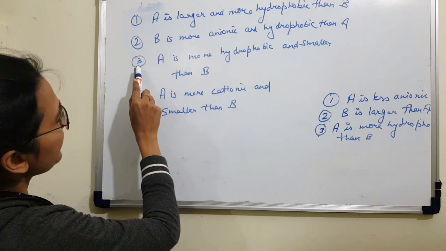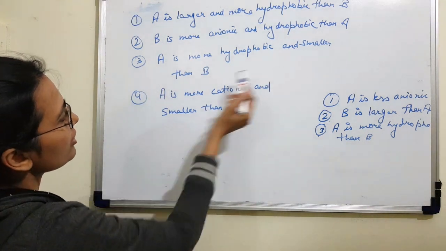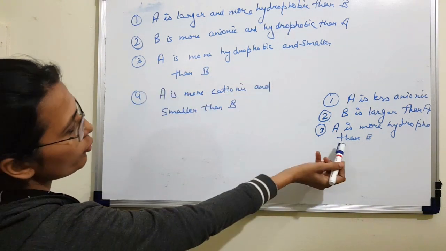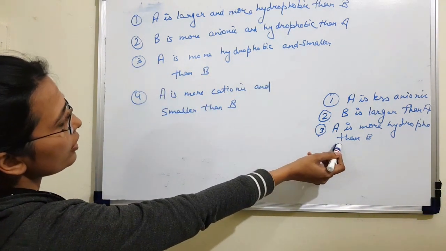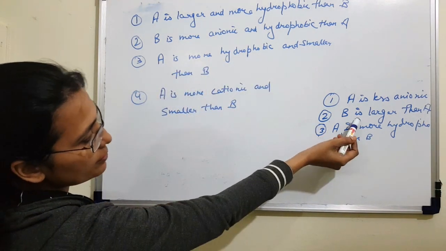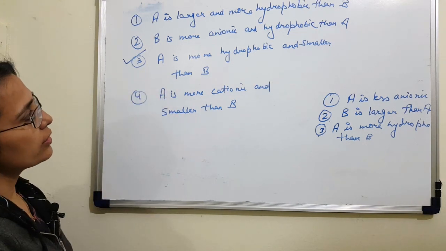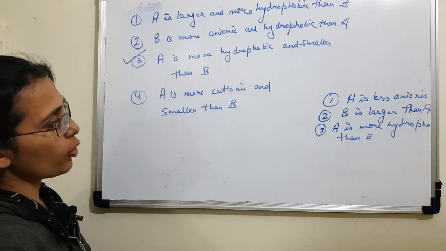Now let's look at the third option, which says that A is more hydrophobic and smaller than B. A is more hydrophobic than B from the third conclusion, and A is smaller than B from the second conclusion, which says B is larger than A. So the answer to this question is option 3, which is A is more hydrophobic and smaller than B.